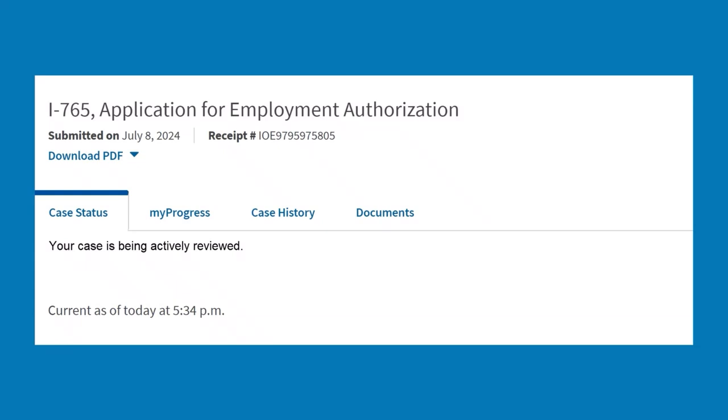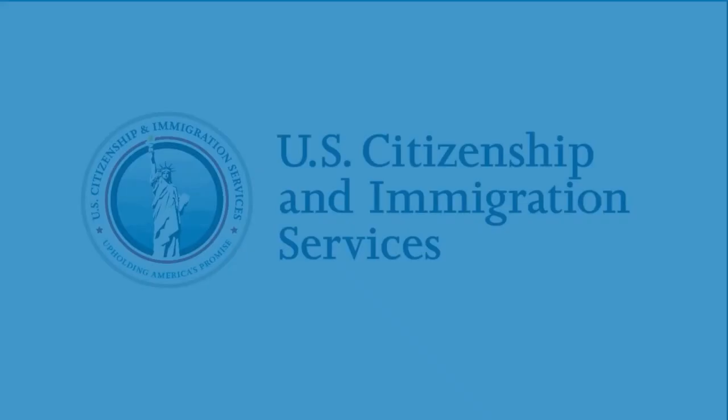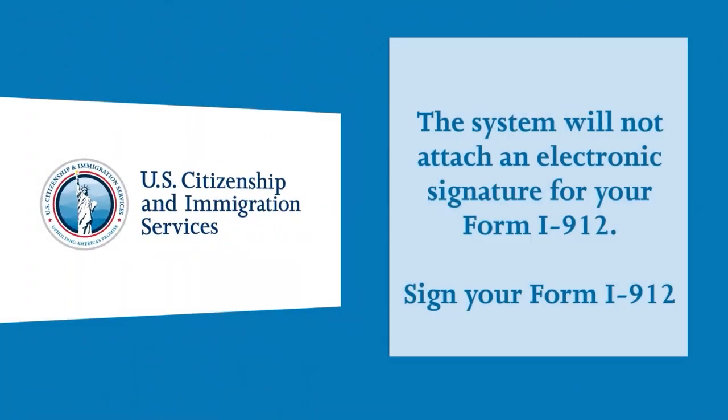All other notices will be sent both through the mail and will appear in your case card. Here are some important reminders. Your Form I-912 or fee waiver statement must be signed or it will be rejected. The system will not electronically sign your Form I-912. You must do that by downloading and signing the form by hand, then uploading it to your device.